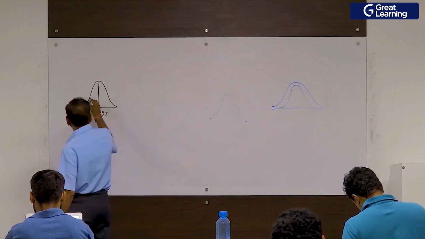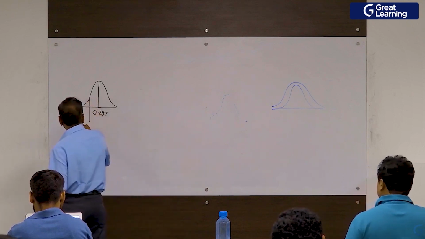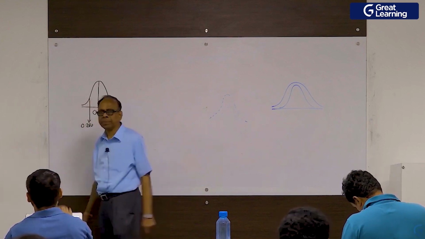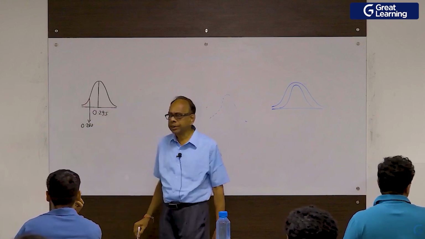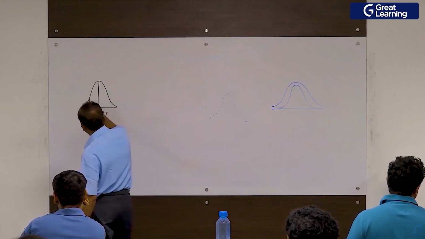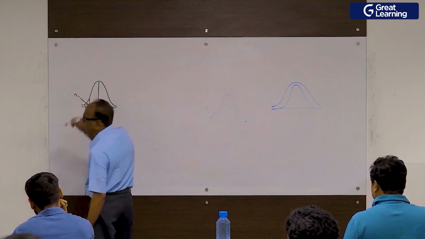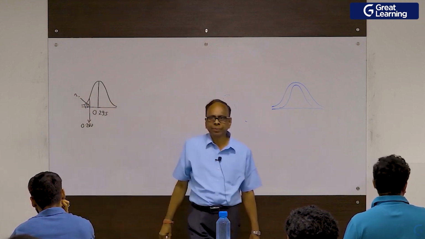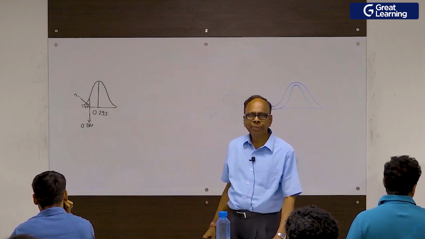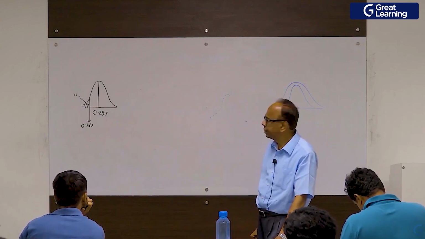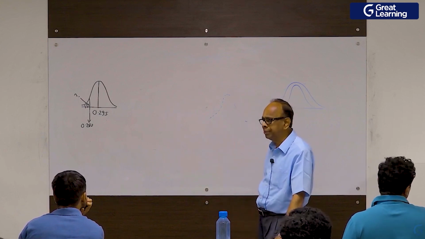So let us say I put it somewhere here. 0.28. Therefore, this area is wanted. Am I correct? This area is wanted. What is this? We have answered the problem.